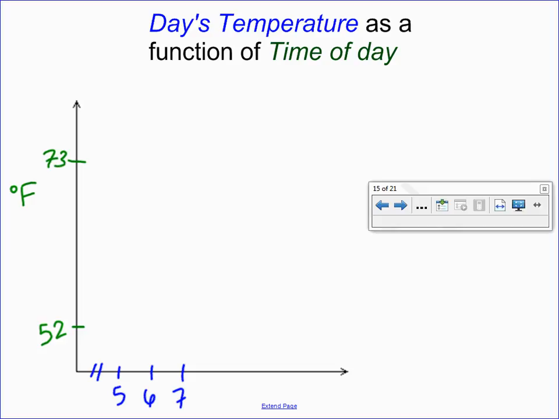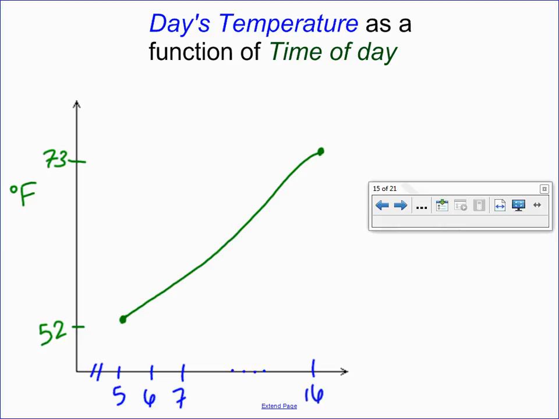Would this be an example of a continuous function on my interval 5 to 16? Absolutely. There's no way to get from 52 degrees to 73 degrees in the afternoon without going through every single temperature value in between. While this does not have to be a linear function, and of course it's likely not, the only way to get from there to here is to go through every single degree Fahrenheit in between. So I'd have to have some continuous function over my interval 5 to 16.